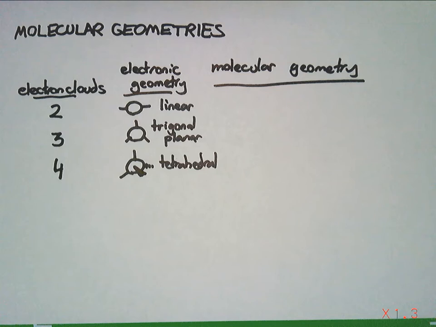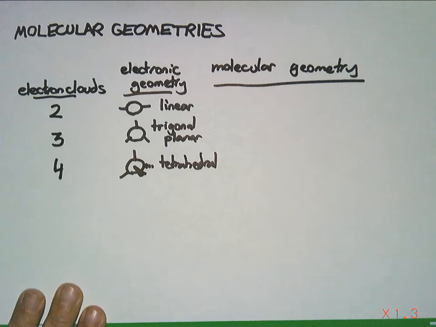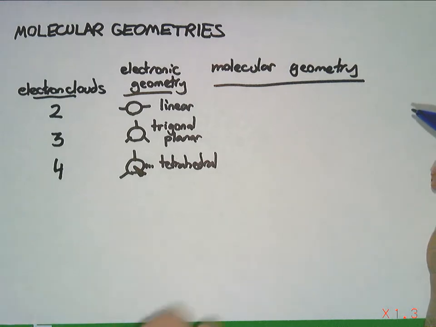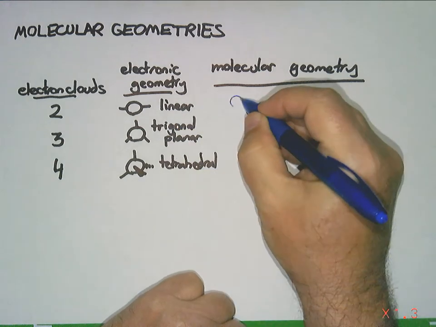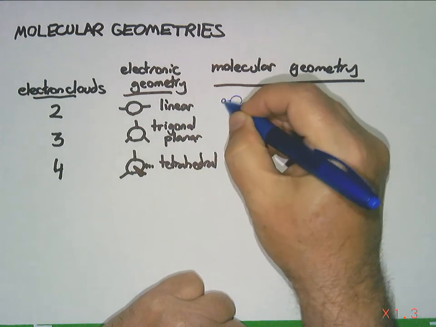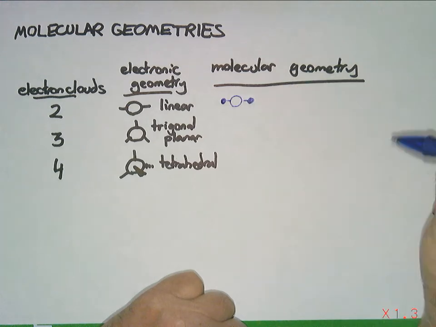Molecular geometries are a little different than electronic geometries. They're derived from an electronic geometry, but they consider only the atoms that are around the central atom, not the lone pairs. For example, with a linear shape, we could put atoms on either end of those clouds.